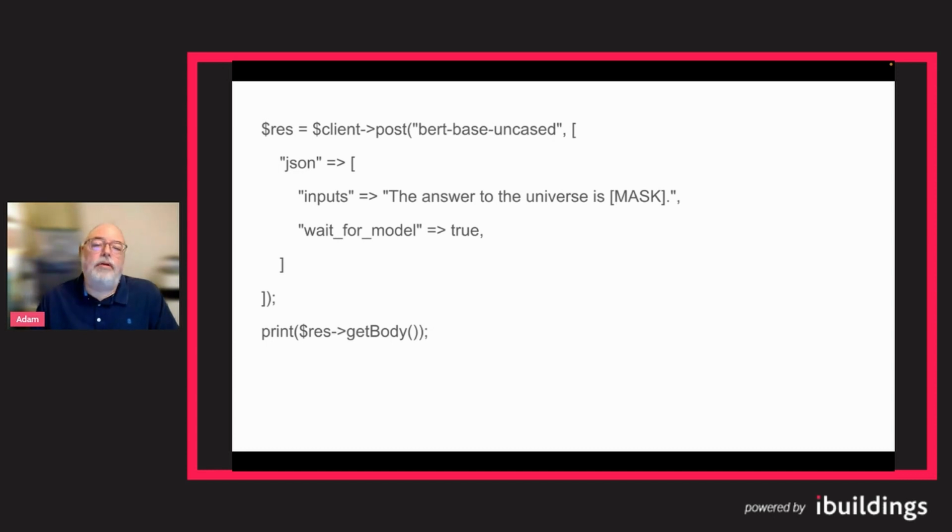And you'll give it the model. Depending on what type of model it is, if it's self-hosted or if it's part of their kind of free tier of things, you'll have a different way of accessing it, but the model page on their website will tell you where it is. You'll send it JSON, and again, you'll send inputs and wait for model.